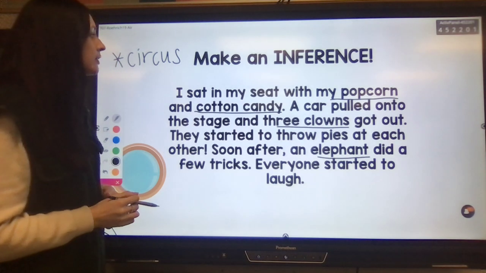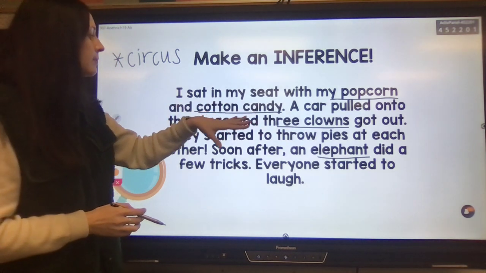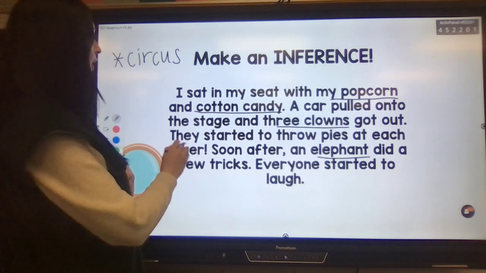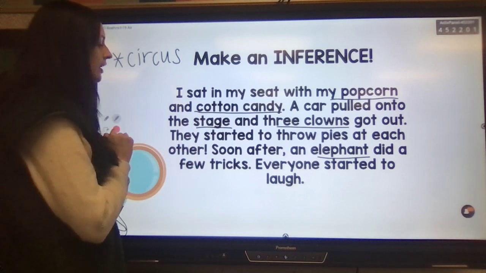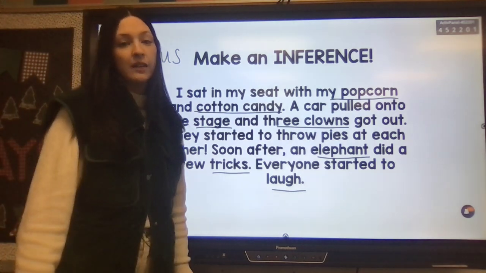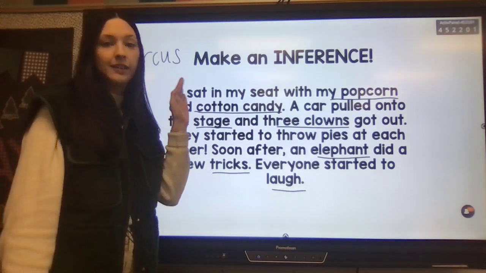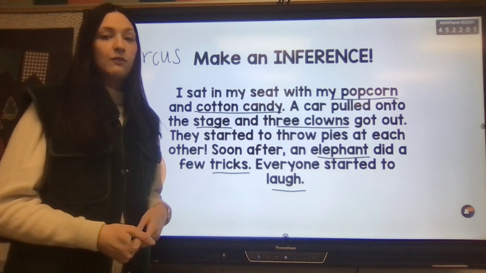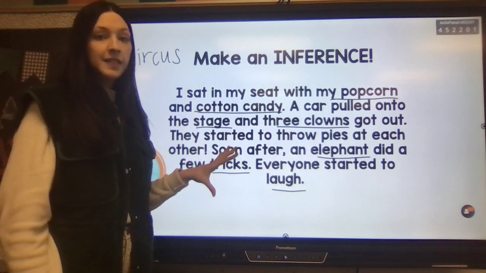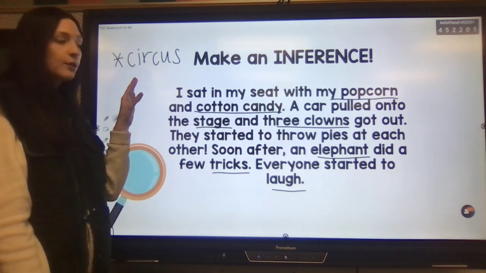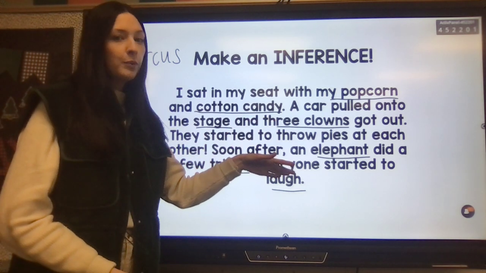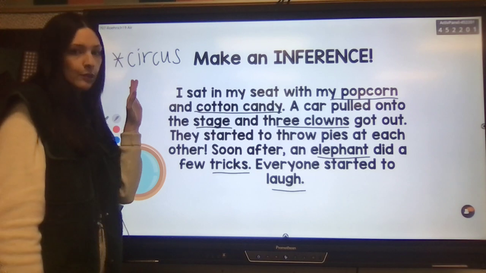Okay? Some other clues. It said she was sitting in a seat. There was a stage. Let's see, where was stage? Car pulled onto the stage. They were doing tricks. Everybody was laughing. The circus is usually a pretty fun place, so that tells me that this person is probably at the circus. So remember, when we make inferences, we use our background knowledge, what we already know, plus clues from the text to make our inference. So for this one, I knew that the only place that a clown and an elephant would be at the same time is probably at a circus.